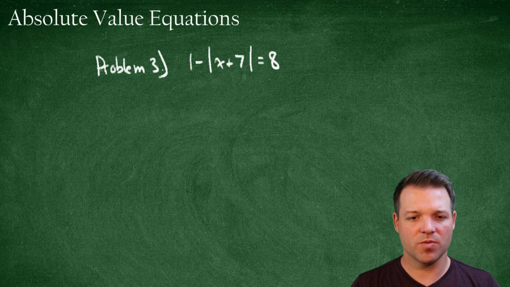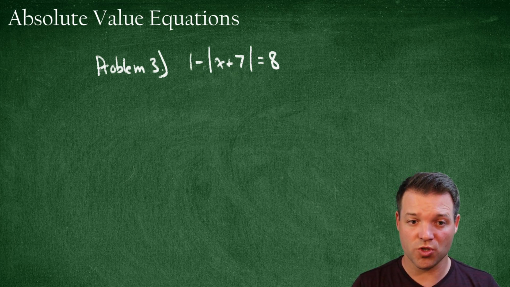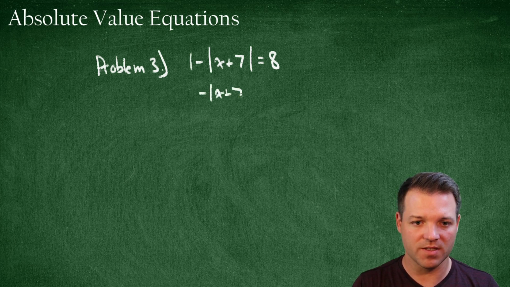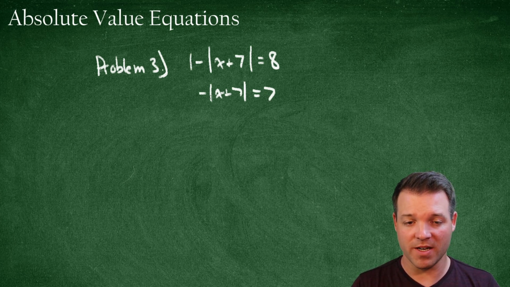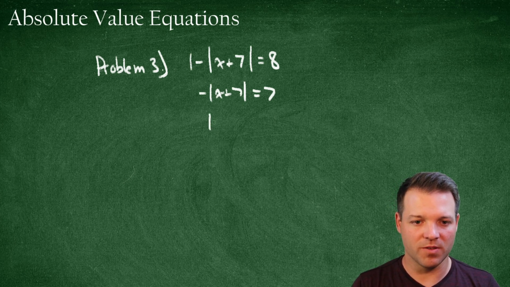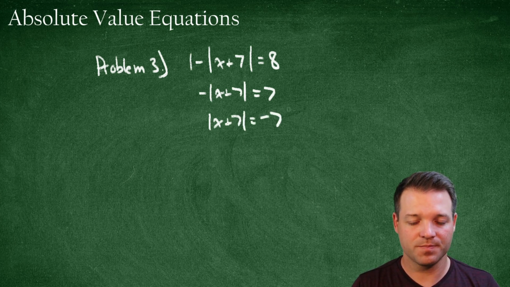All right, so this one looks simple enough. Let's go ahead and isolate, step 1. So I'm going to subtract 1 from both sides. So negative absolute value of x plus 7 is equal to, 8 minus 1 is 7. All right, now I'm going to multiply both sides by -1 or divide by -1. Same exact effect. Ultimately, we need to get rid of that negative on the left-hand side. So the absolute value of x plus 7 is equal to -7.